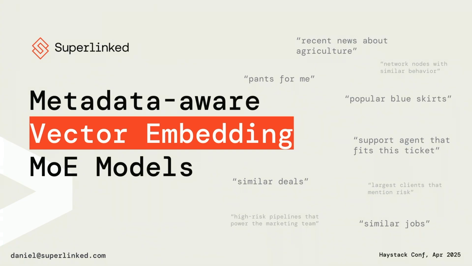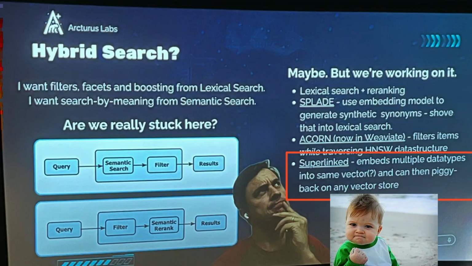Basically, the title of the talk just tells you everything. So, metadata-aware vector embeddings, where the model is basically a mixture of experts. That's what we do. If you have been thinking about ways to inject other signals besides text embeddings into your vectors, then this is the way to do it. Superlinked was mentioned on one of the slides we saw previously, under the glimmers of hope.